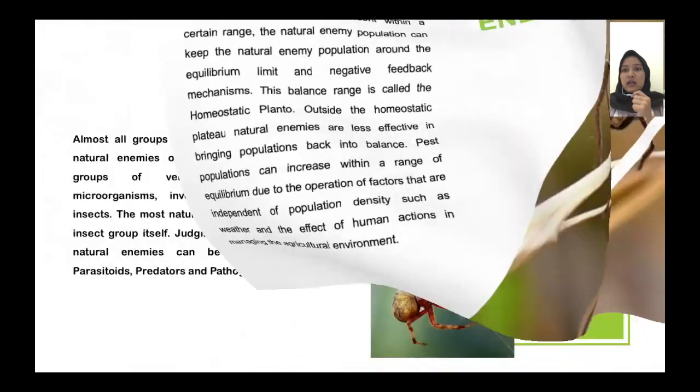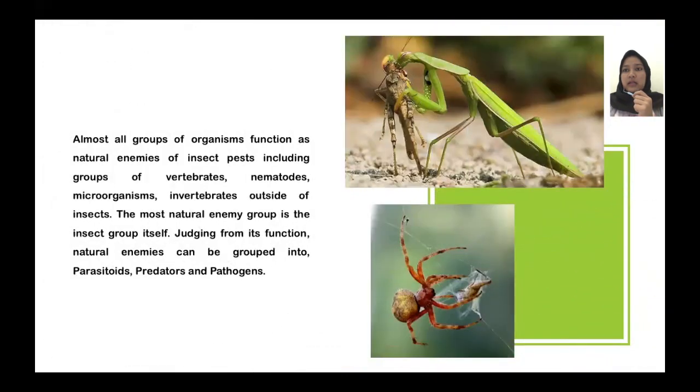Next, almost all groups of organisms function as natural enemies of insect pests, including groups of vertebrates, nematodes, microorganisms, and invertebrates outside of the insects. The largest natural enemy group is the insect group. Judging from their function, natural enemies can be grouped into parasitoids, predators, and pathogens.